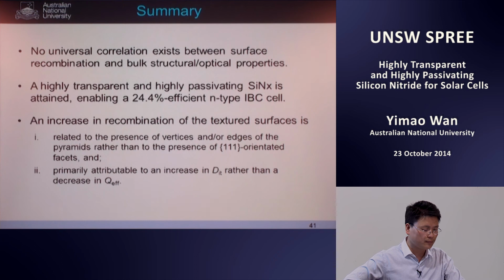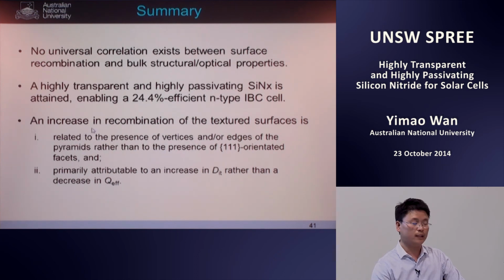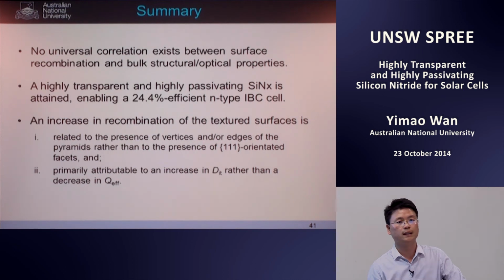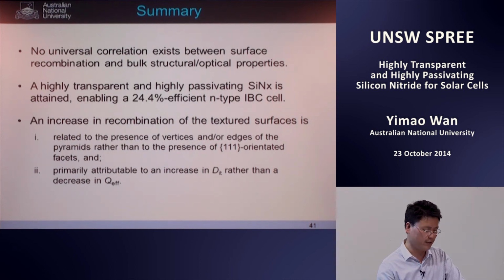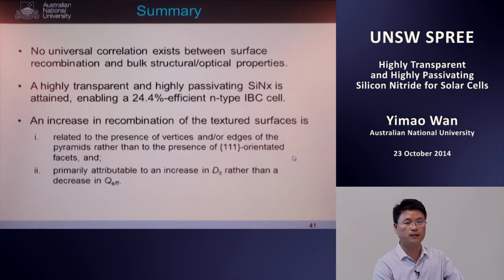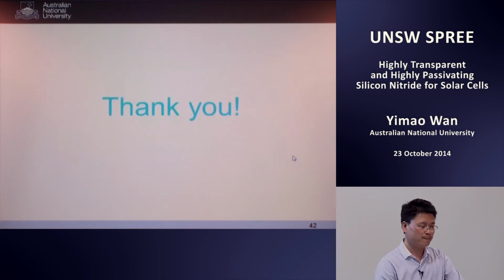And the recombination studies on textured surfaces show the increase in recombination on texture is related to the presence of vertices or edges associated with pyramids rather than the 1-1-1 orientations. And it is primarily attributable to an increase in defects rather than a decrease in film charge. Thanks.